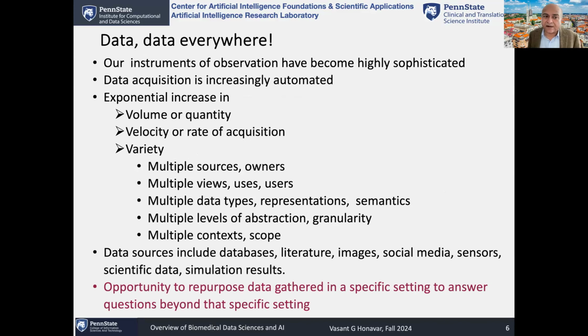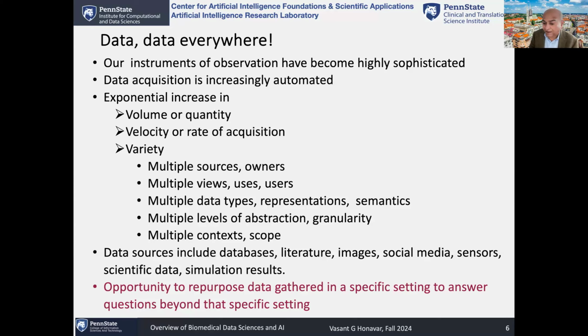Right? The data is everywhere. So our instruments of observation have become extremely sophisticated. Data acquisition is increasingly automated, and there is exponential increase in the amount of data, the rate at which it's collected, the variety of data, the different sources. So for example, electronic health records data, physician notes with images, CT scans, the EEG signals, right? So you have many different data sources with their own semantics, their own meaning, that is brought to bear in analysis.